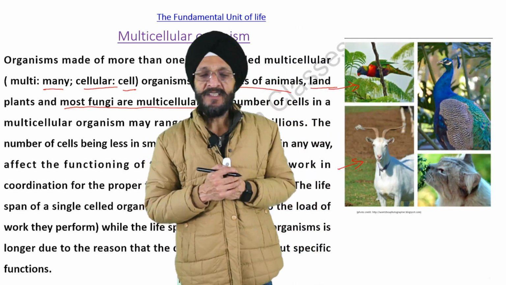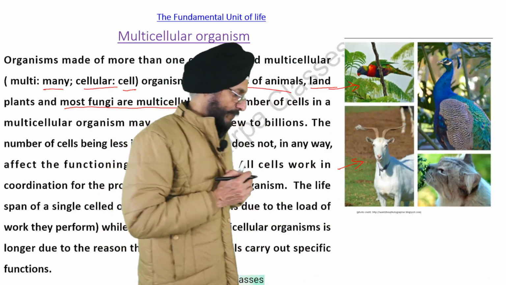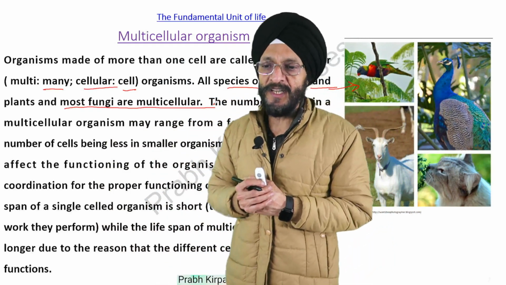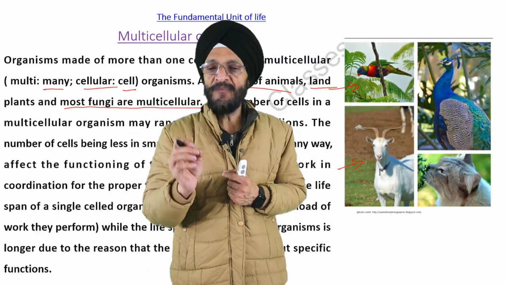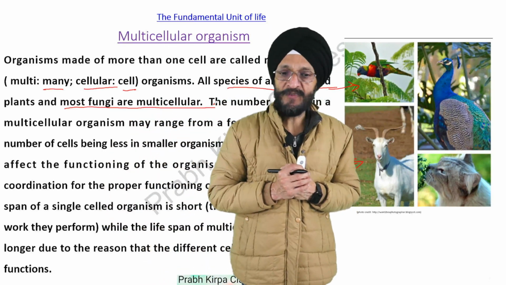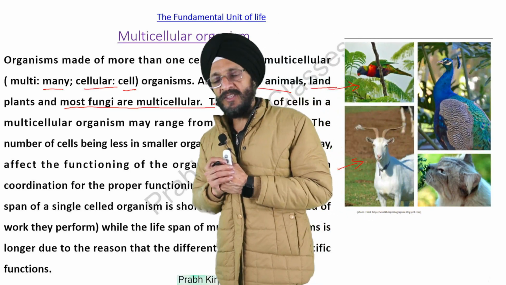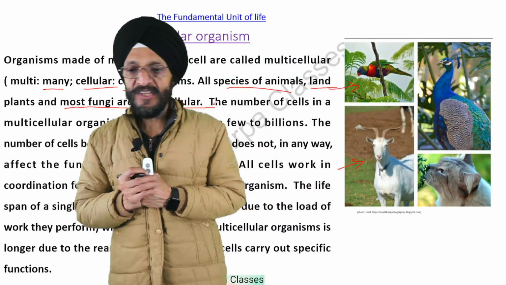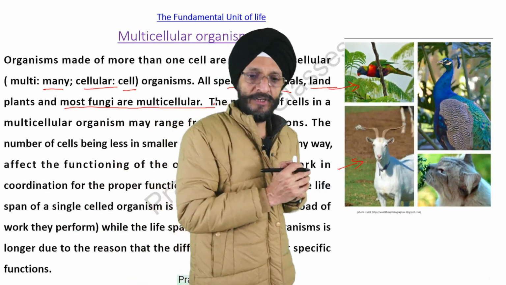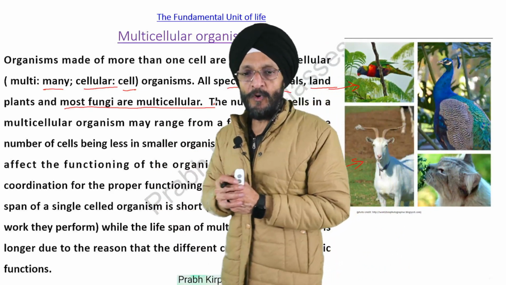Now the question arises, how many cells are present in a multicellular organism? The number of cells which are present in the multicellular organisms may range from a few to many billions. The number of cells being less in smaller organisms does not mean that it affects the functioning of the organisms. All the cells which are present in the multicellular organisms work in coordination with one another for the proper functioning of the organism.